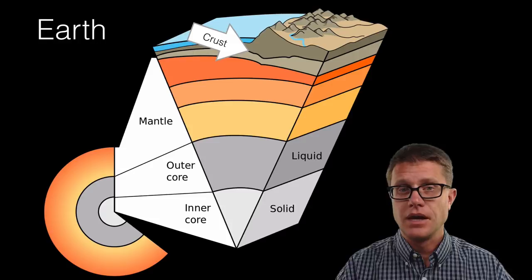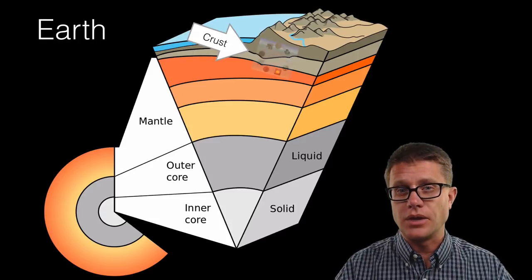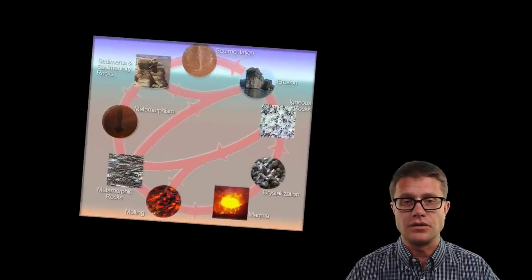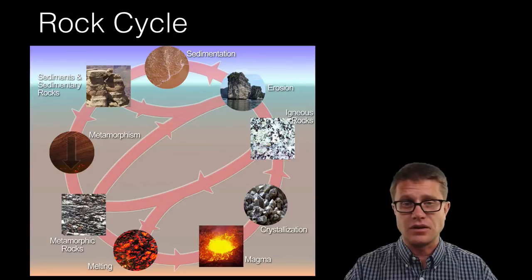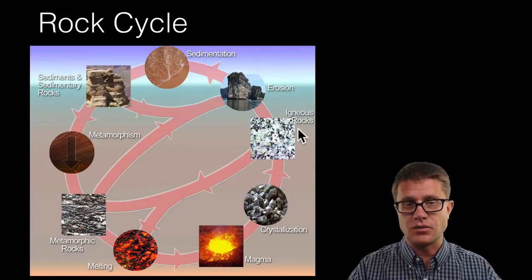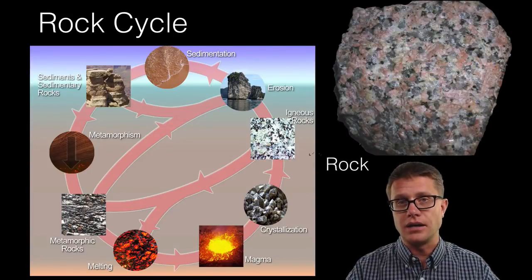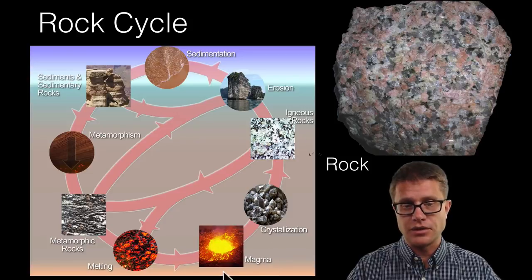That's where we live. And so on that crust, we have rocks. And those rocks are constantly being shaped from one into another. And so if we take a look at this rock cycle, since it's a cycle, you could start anywhere. Let's start with an igneous rock. So an igneous rock, like granite, is going to be formed when we have crystallization of magma. So as it crystallizes, you can see those crystals right here.